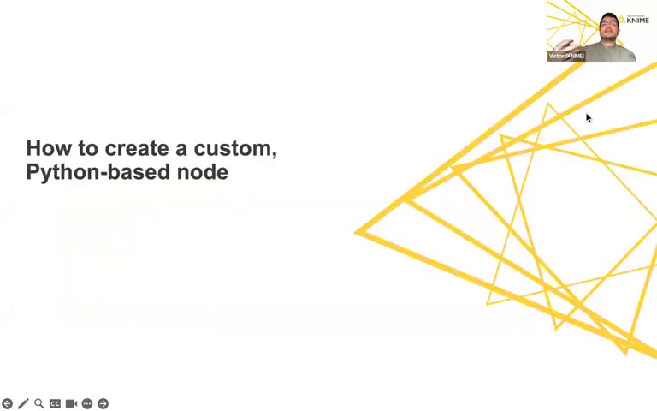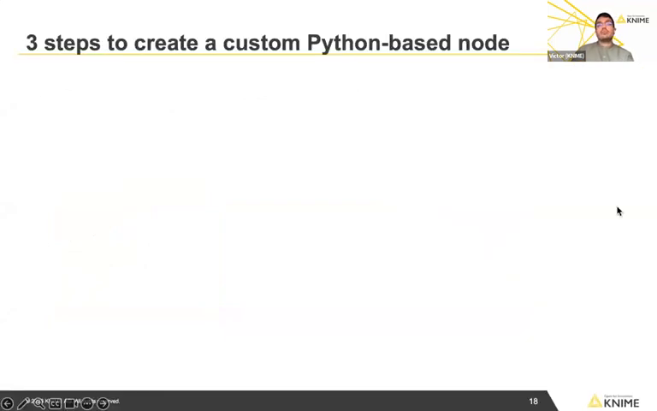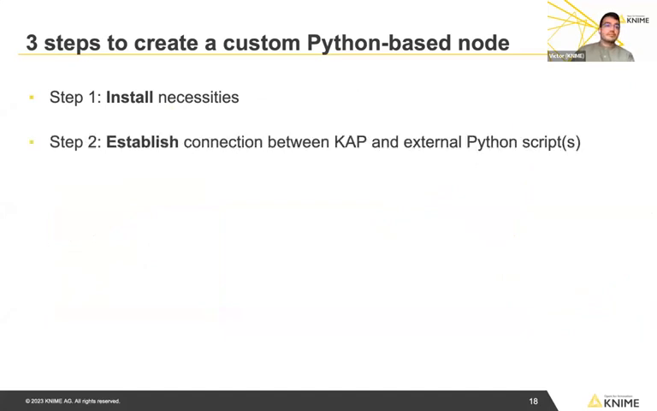So how do we create these custom Python-based nodes? There are three primary steps. The first is that we will need to install necessities. We'll need to establish a connection between the KNIME Analytics Platform and these external scripts. And then we'll need to write Python KNIME-specific code.